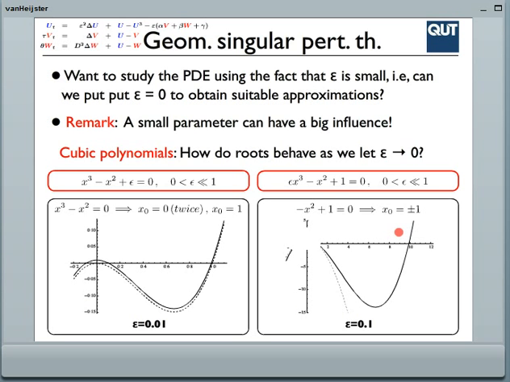Let's say that we didn't know what was going on. So we saw this equation, we say, oh, epsilon is small, so we can set it to 0, so we find two roots. But this is of course not true, right? Because we know that there are three roots.